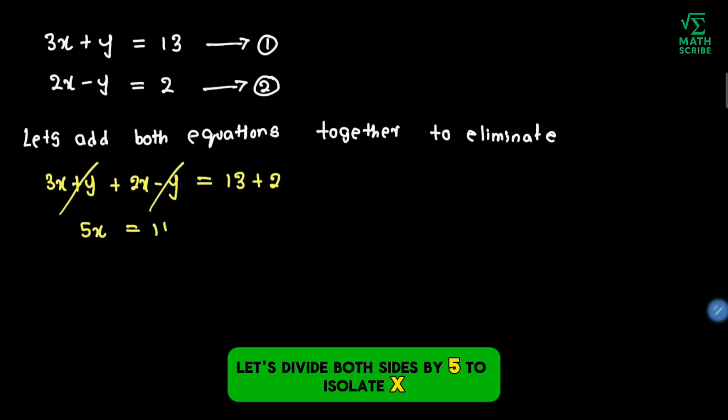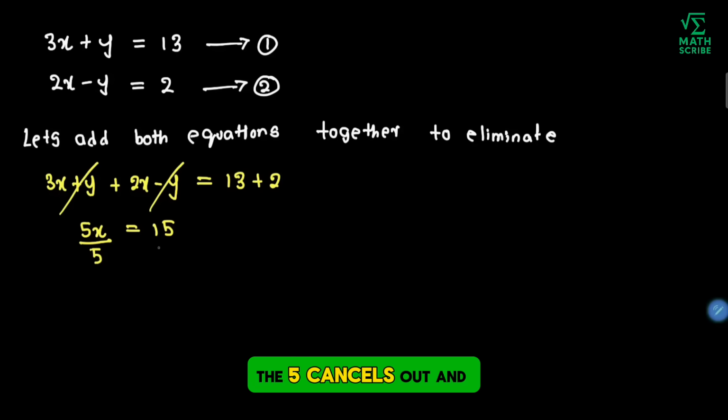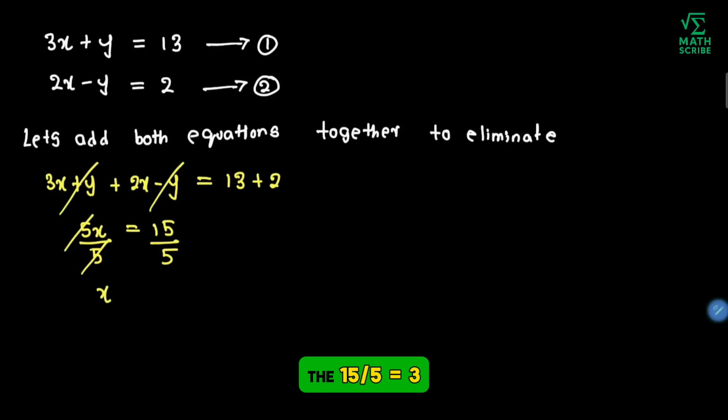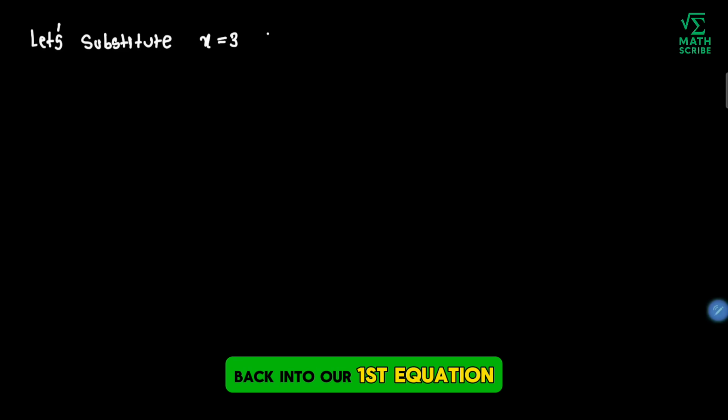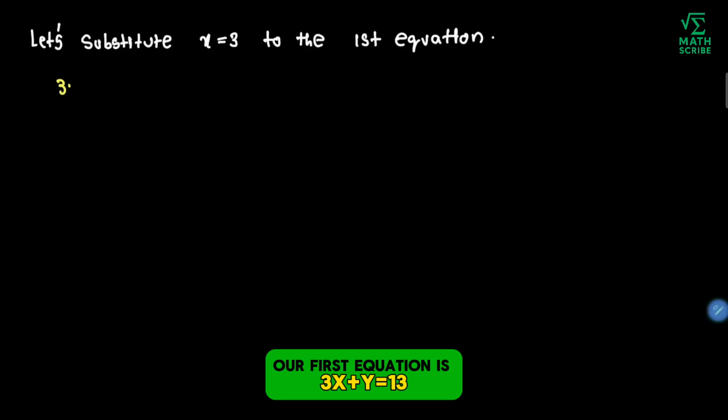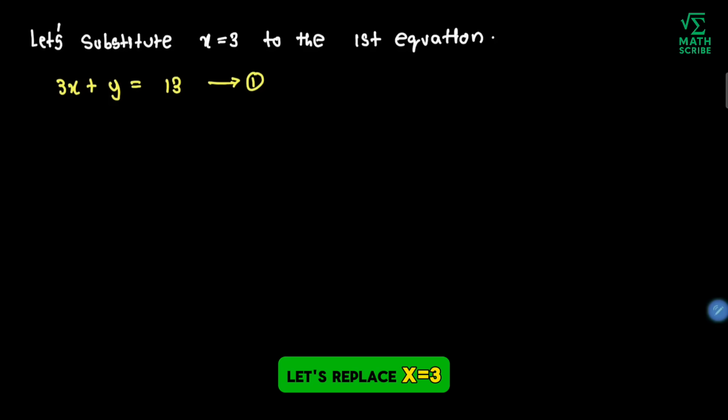Let's divide both sides by 5 to isolate x. The 5's cancel out and 15 divided by 5 is 3. So x equals 3. Now let's substitute x equals 3 back into our first equation to find y. Our first equation is 3x plus y equals 13. Let's replace x with 3.